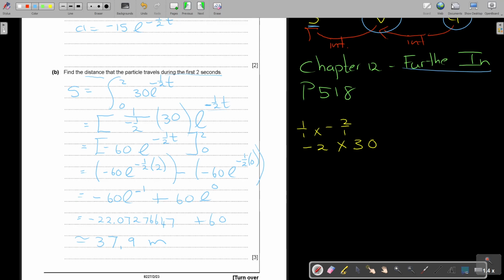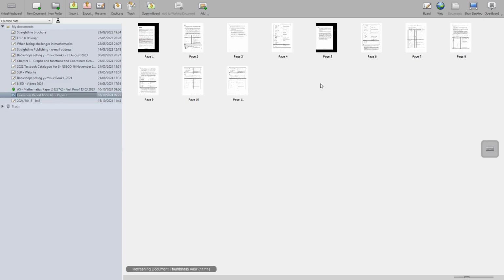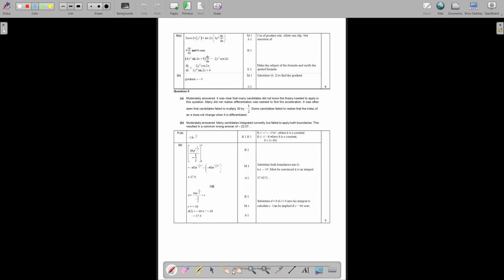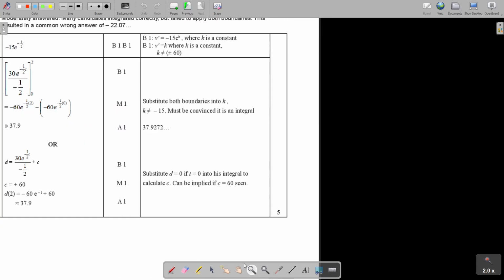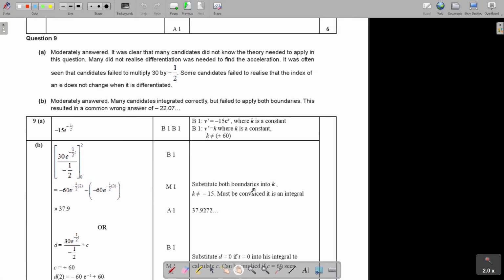Okay. So there is the report. This will be the final question. So that will be number 9. I'm just going to make it a little bit bigger that you see better. And a little bit bigger again. Okay, so the number A was moderately answered. It was clear that many candidates did not know the theory needed to apply this question. Many did not realize differentiation was needed to find acceleration. It was often seen that candidates failed to multiply by negative a half. Some candidates failed to realize that the index of E does not change when it's just the rules.